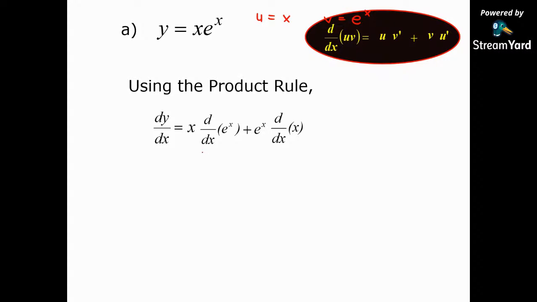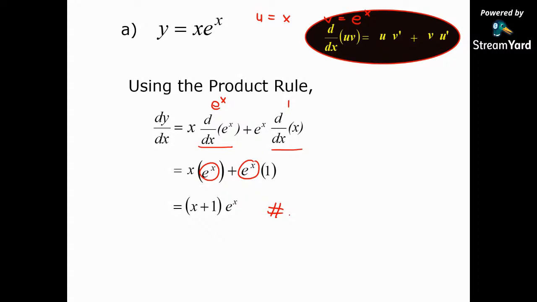Now differentiating e to the power of x, this is simply e to the power of x. Differentiating x, it will simply become 1. So what we have is x multiplied with e^x plus e^x multiplied with 1. And then of course you're going to factorize e^x outside. So we are going to get (x + 1) multiplied with e^x. That is for A.